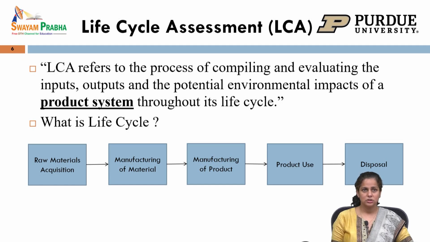The next stage is manufacturing of material. So, you take some raw material which is in crude form, let us say an ore form, and you process it to make a material. The next stage is manufacturing of product. If you have a complex product, you might be assembling different components together. The next stage is product use. So, it goes through the use phase, and then the last is disposal, which is the end of life cycle.